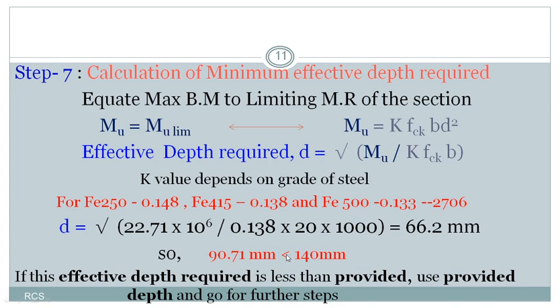Okay. This value is less than what? Our assumed value, the effective depth calculated with respect to the stiffness criteria, that is 140 mm. So the effective depth required is less than the provided. So use the provided depth and go for the further steps. So make it clear here, it is not 66.2 mm, it is 90.71 mm. My dear students, please make it correct. This is a typographical mistake or a copy paste mistake.